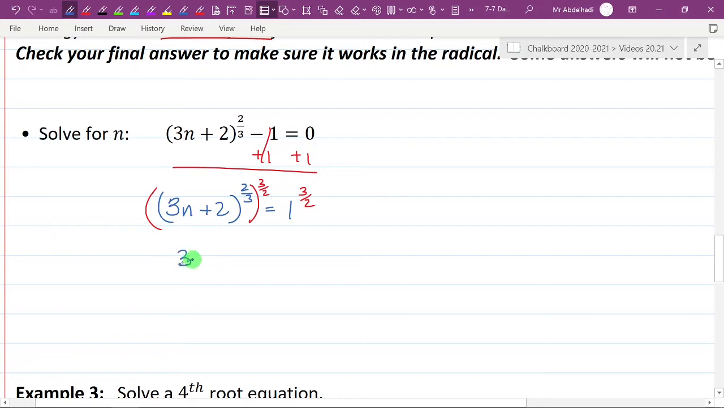So this becomes 3n plus 2. And what's 1 to the power of 3/2? Well, the good news is that 1 to any power is still 1. So if you want to take the square root and then take the third power, you can, but it's just going to be a 1.